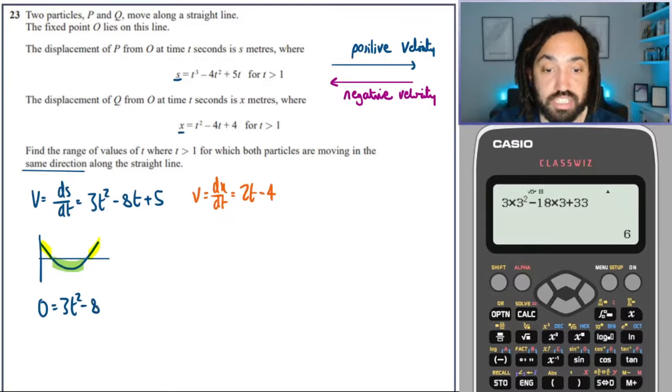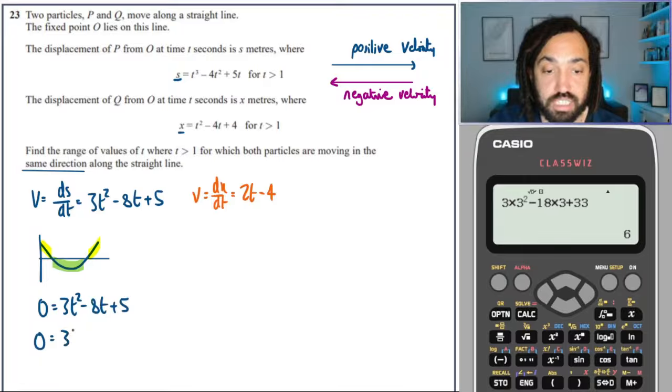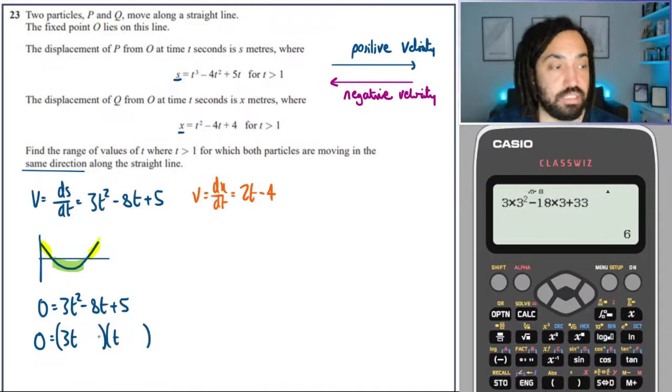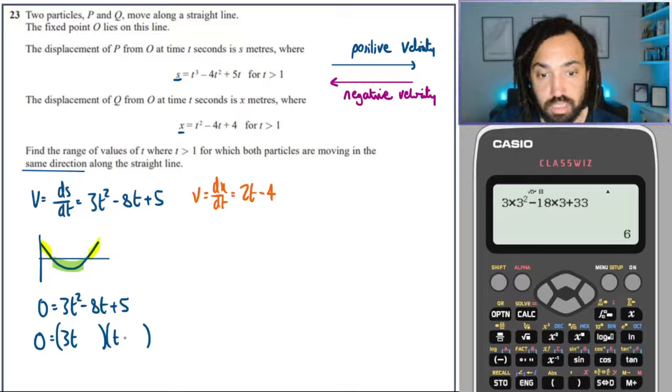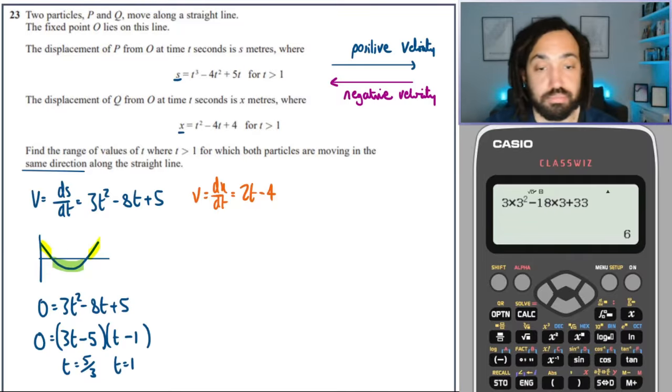Okay, so we need to set this equal to 0. And we can factorize it. And we get, what do we get? We get minus 1 here, and we get minus 5 here. So that tells me that t is equal to 5 over 3, or t is equal to 1.